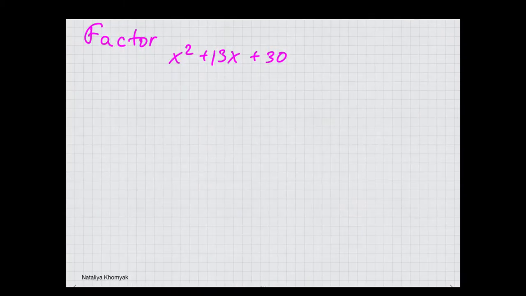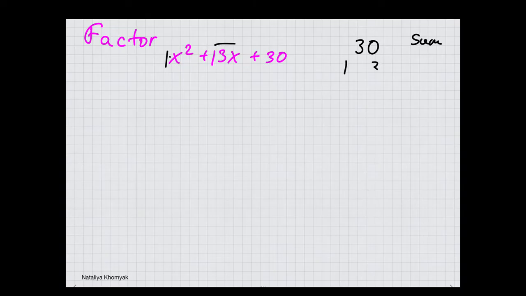So here we have x squared plus 13x plus 30. The leading coefficient is 1. 1 times 30, the product is positive 30. So we'll be looking for a sum. We need two factors of 30 that add up to 13.